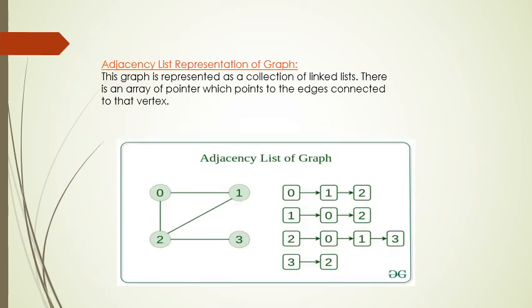Now coming to the adjacency list representation of a graph. The graph is represented as a collection of linked lists. There is an array of pointers which point to the edges connected to each vertex. Below we can see the diagram of the adjacency list of a graph.